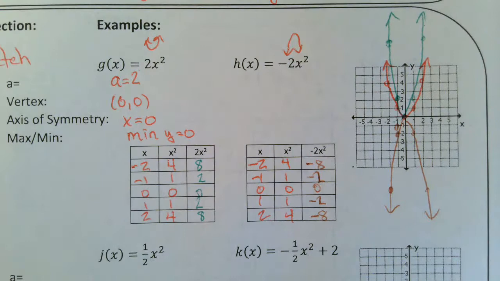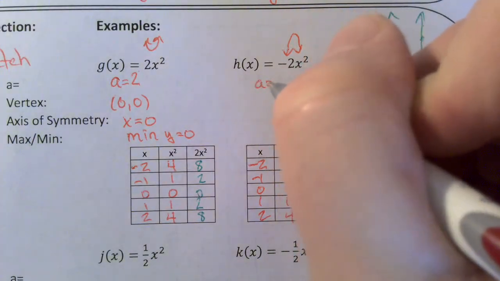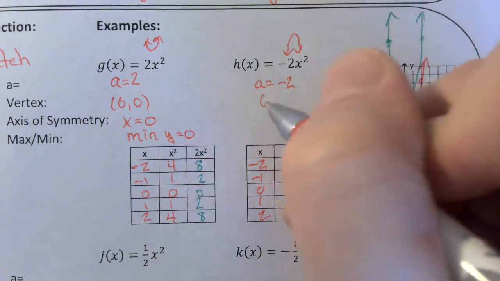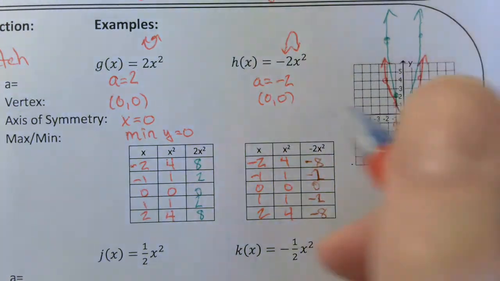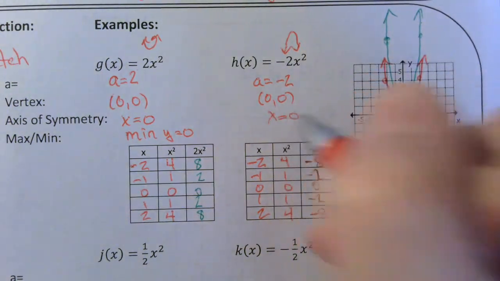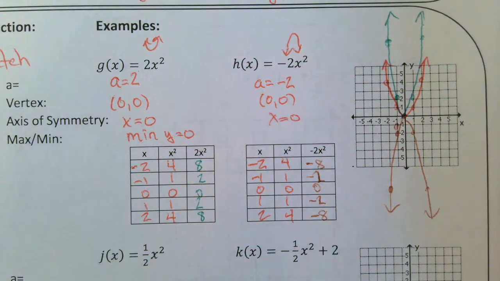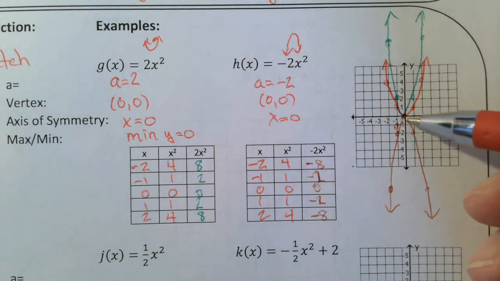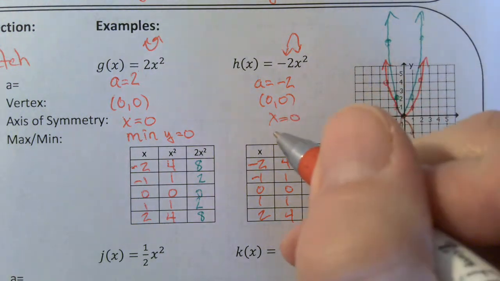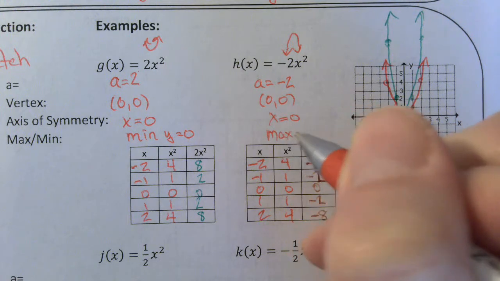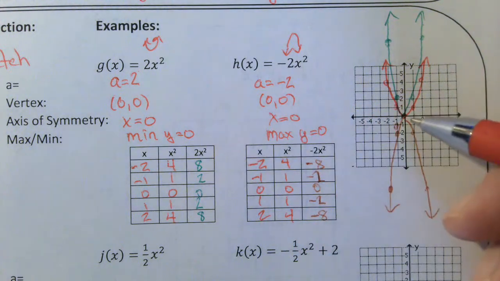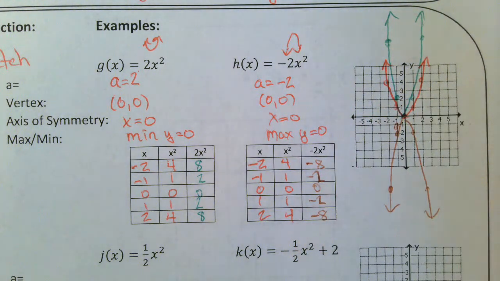So in this problem, A is -2. I still have a vertex at 0, 0. I still have an axis of symmetry at x equals 0, but I don't have a minimum. What do I have now in my orange graph? I have a maximum. It's still at 0, but it's now the highest point on the graph.